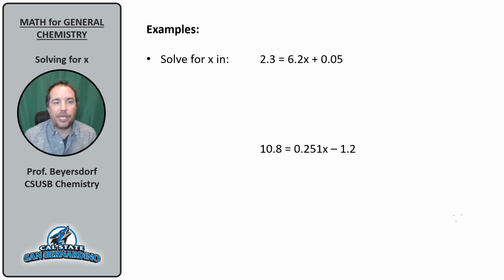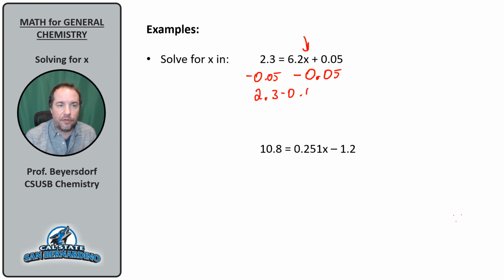So we have 2.3 equals 6.2x plus 0.05. Notice we want to get the x by itself. So we have a multiplication here and we have an addition. So what do we do? We do the opposite order of how we usually do calculations. So that means we do the subtraction in this case first. So I subtract 0.05 from both sides. So 2.3 minus 0.05 equals 6.2x plus 0.05 and minus 0.05.